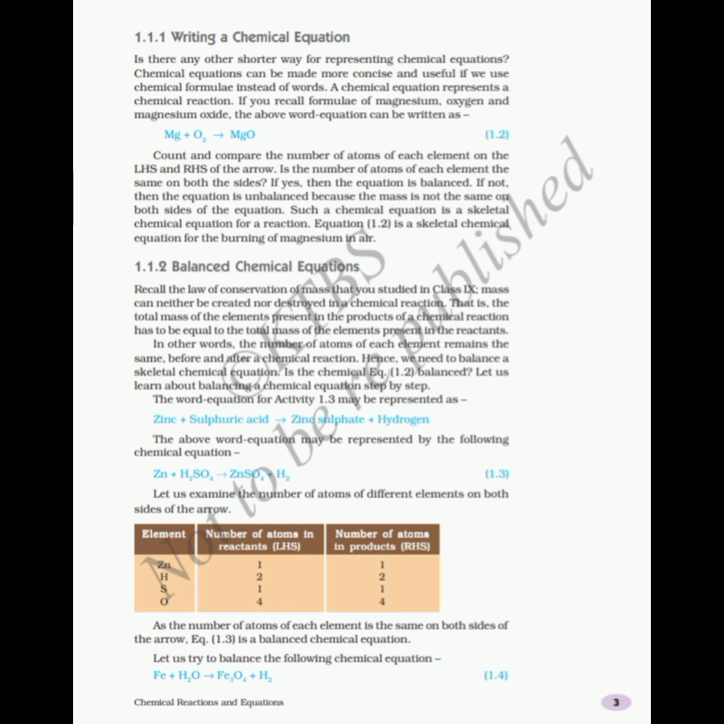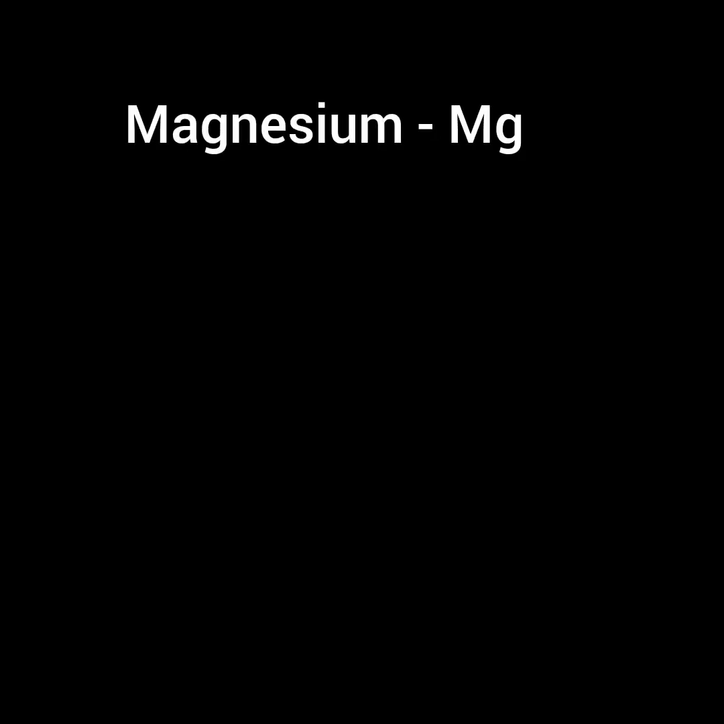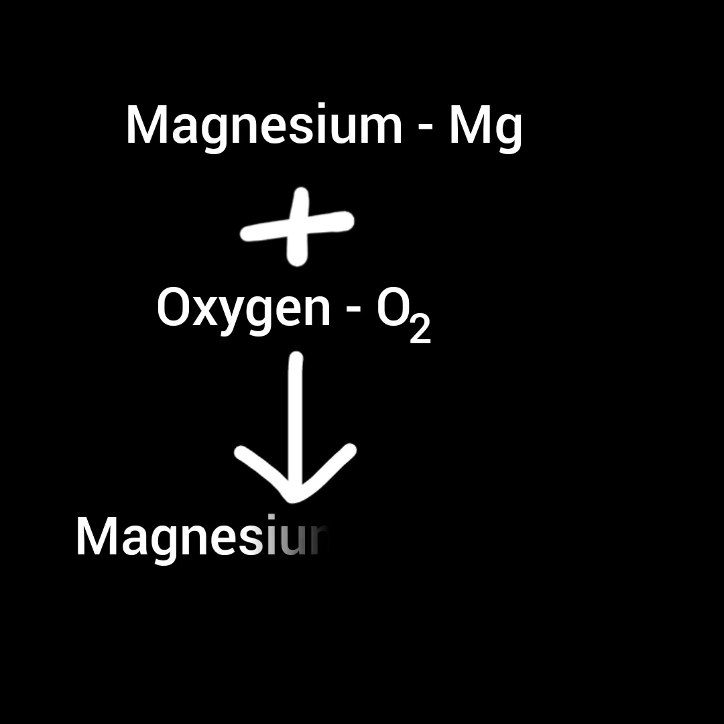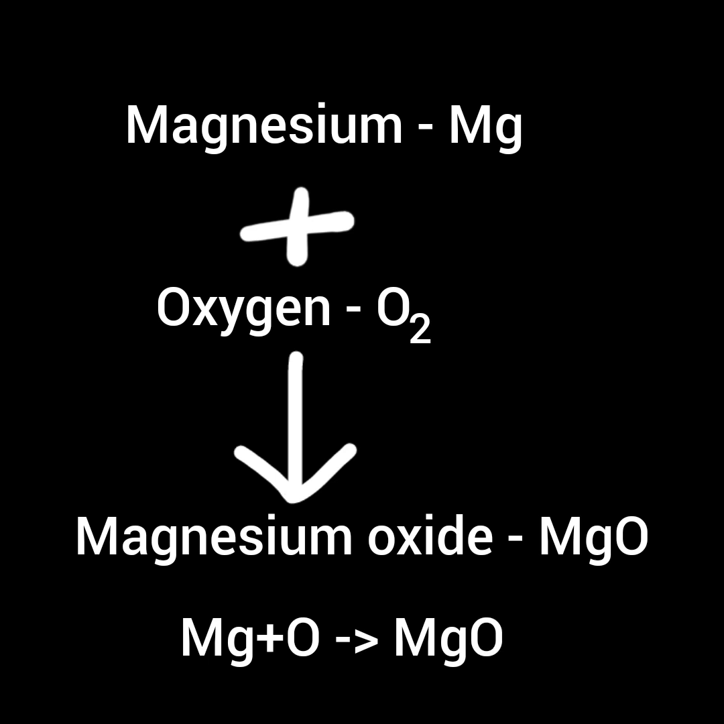Now magnesium has a chemical formula. That is Mg. The element magnesium can be written as Mg. It is seen in the periodic table. Mg is the chemical symbol given to the element magnesium. Similarly, oxygen can be written as O2. So when Mg, magnesium, is combining with oxygen, O2, it gives the final product magnesium oxide. Oxide means oxygen, so it is MgO, magnesium oxide.